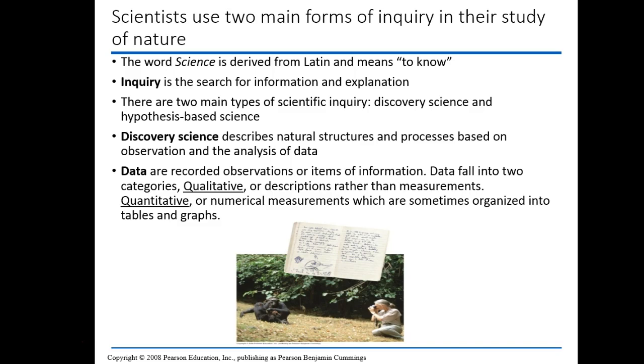Basically, there are two types of scientific inquiry. You have discovery science, and then you have hypothesis-based science. Discovery science is where one is going to observe and write down observations in the form of data, then analyze that data. Data can be either qualitative or quantitative, so data generally falls into two major categories.